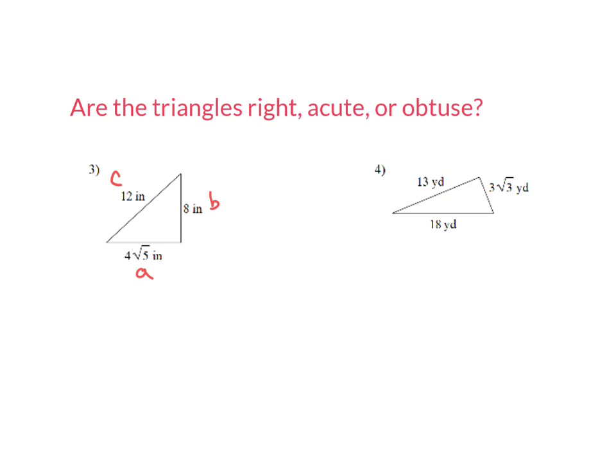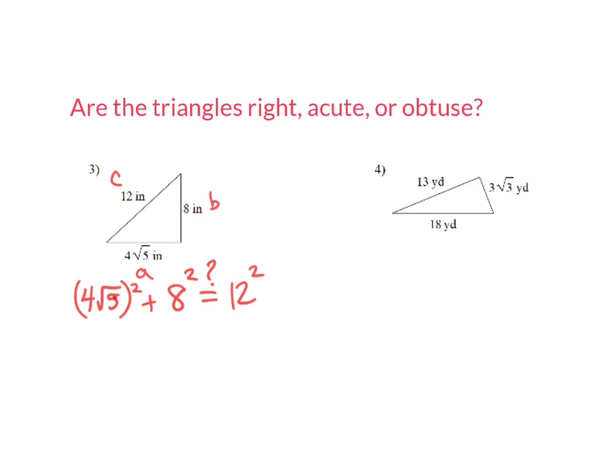So our goal is to run this through the Pythagorean theorem and see if it works. It only works on right triangles, so let's see if it'll work on this triangle. I have 4 square root of 5, squared, plus 8 squared, and this equals, with a question mark, 12 squared. Does it equal that? I don't know.